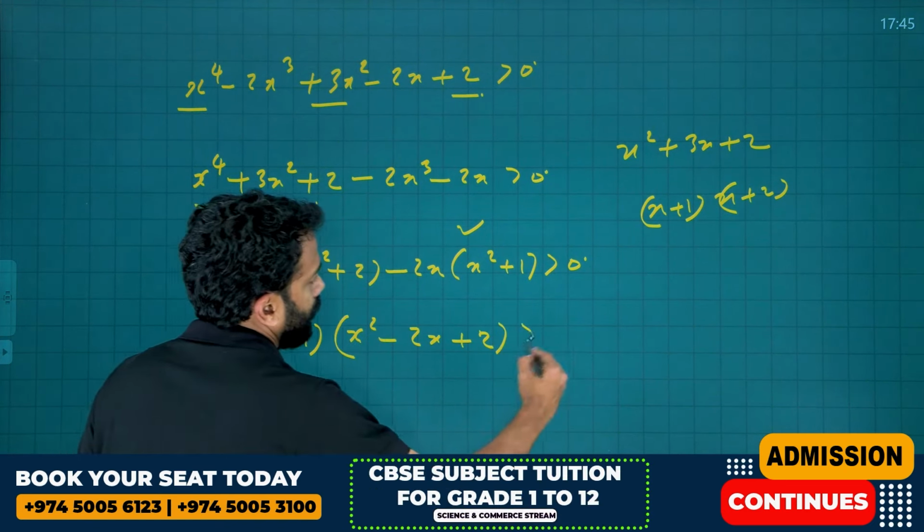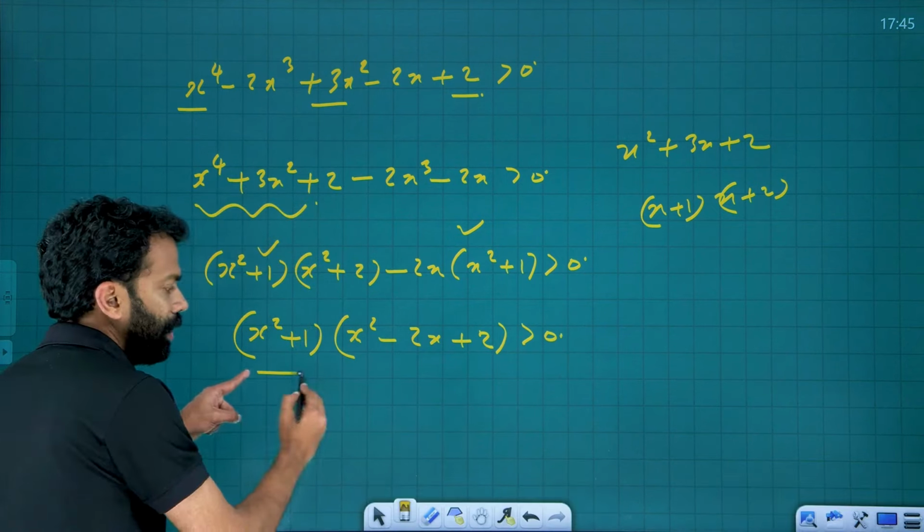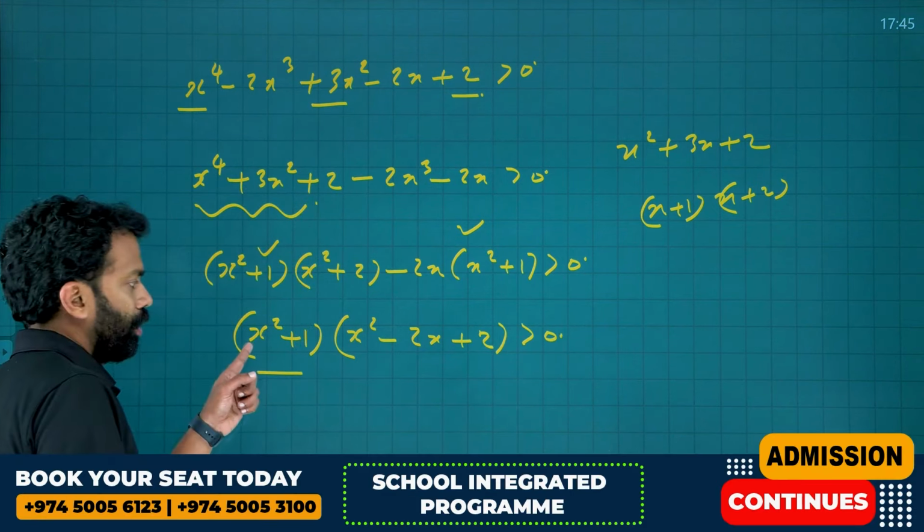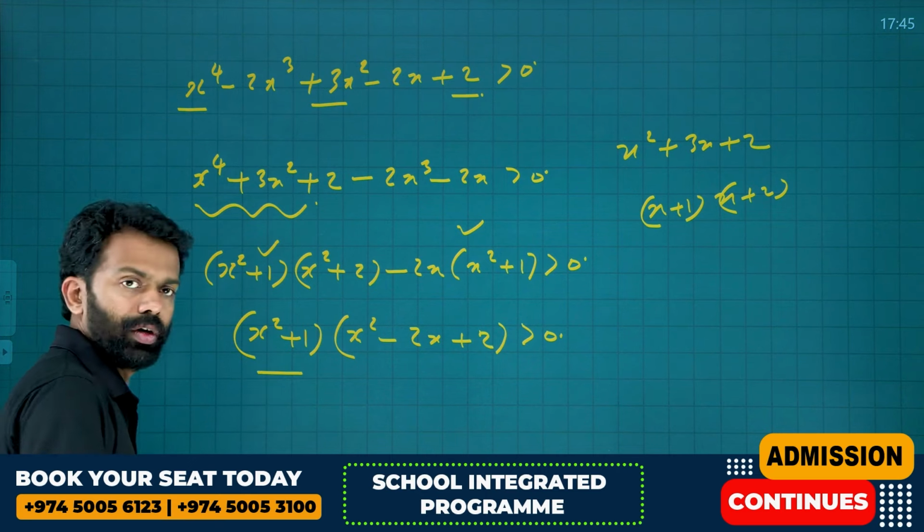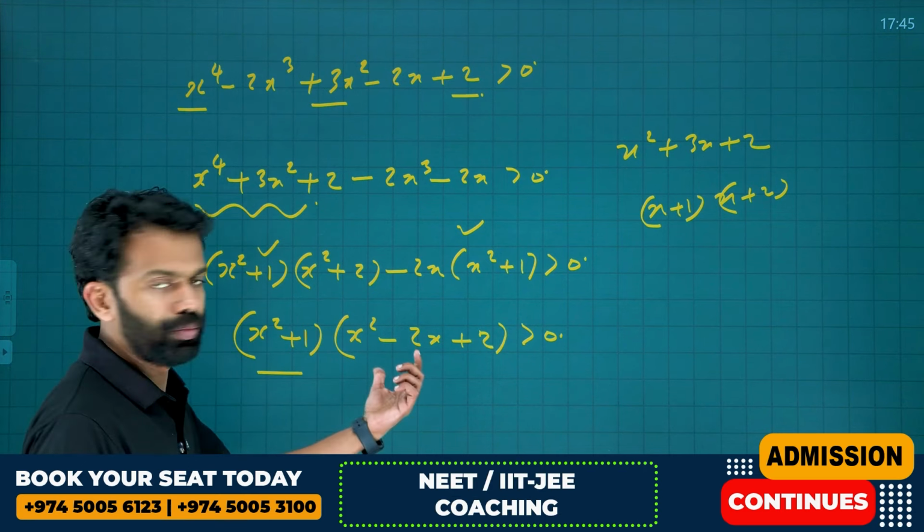Okay, that is greater than 0. So this will always be what? Positive. The square of a number is non-negative, plus 1 will be a positive number. So we need to formulate this one.